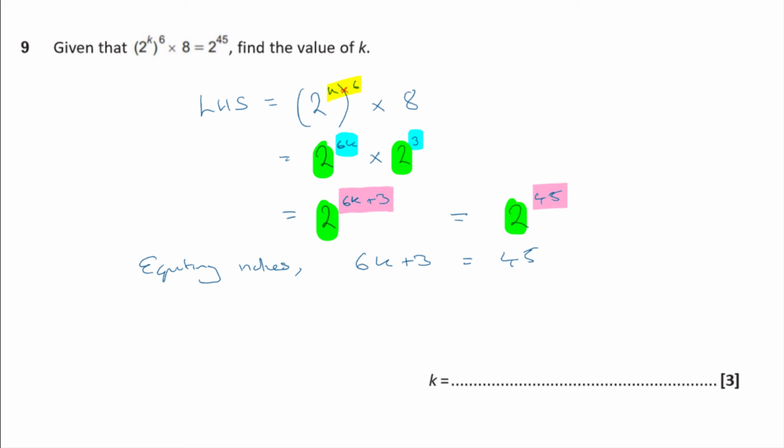So now I've just got a simple linear equation in k that I can go on to solve, can't I? Subtracting 3 from both sides, that's going to cancel, leaving me with 6k is equal to 42. Then dividing both sides by 6, that will cancel, leaving me with k. 42 divided by 6, that's 7, isn't it? So k must be equal to 7.